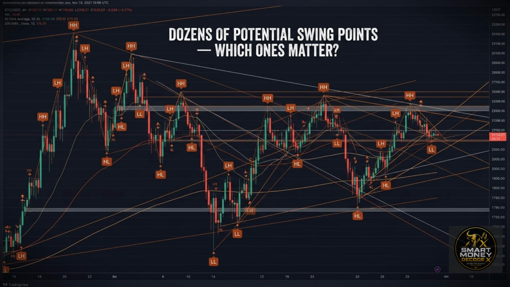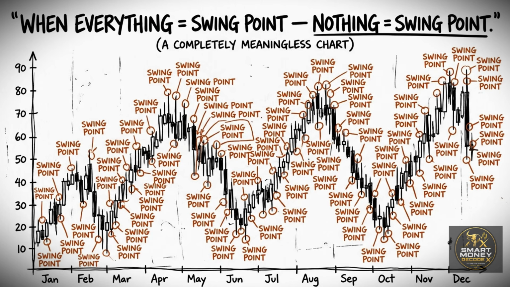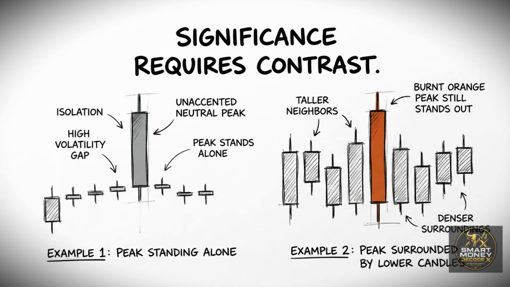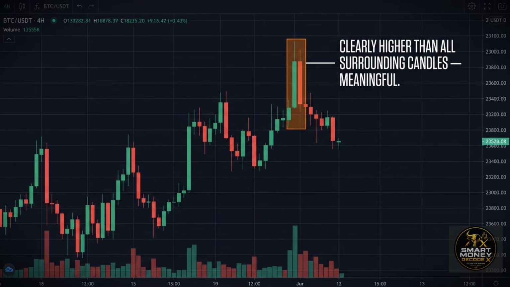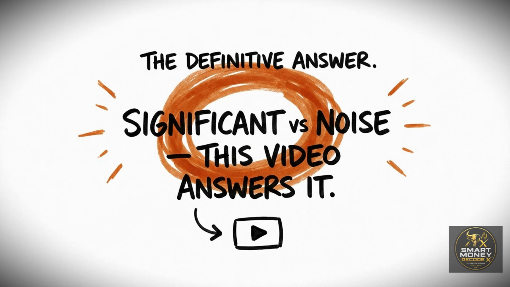They look at a chart and they see dozens of potential swing points. Every small reversal looks like it could be a swing high or swing low, and when everything looks like a swing point, nothing is a swing point. Because significance requires contrast, a swing high is only meaningful if it is clearly higher than the candles around it. A swing low is only meaningful if it is clearly lower. And the question of how to determine what is significant enough versus what is just market noise is exactly what this video answers.